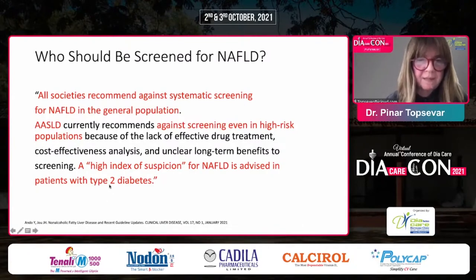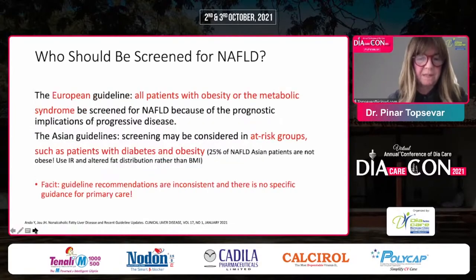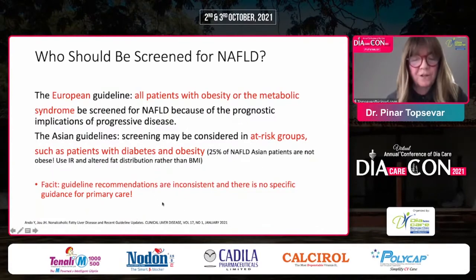But people with type 2 diabetes, in line with many guidelines of different societies, are in the index of high suspicion. So if somebody is diagnosed with type 2 diabetes, it makes sense to screen them also for non-alcoholic fatty liver disease. Again, here we see the European guideline, they say risk groups like diabetes and obesity. But the point from primary care is that there are no primary care specific guideline recommendations, the recommendations in general are not very consistent, and there's no guidance for primary care.